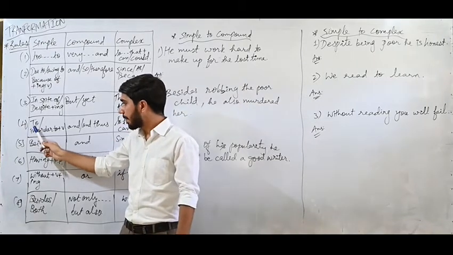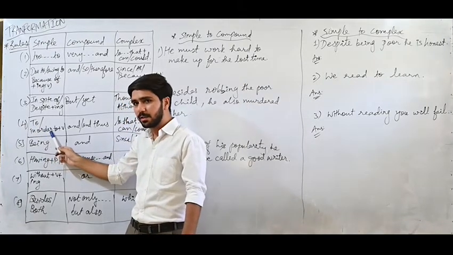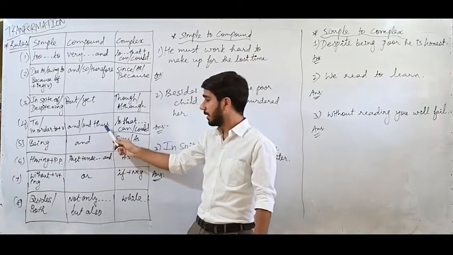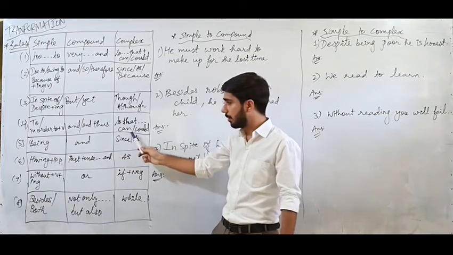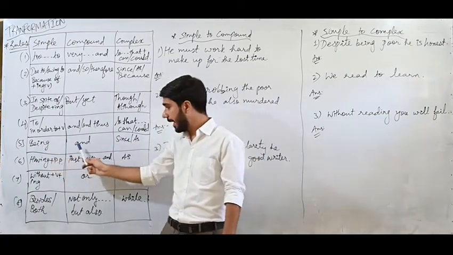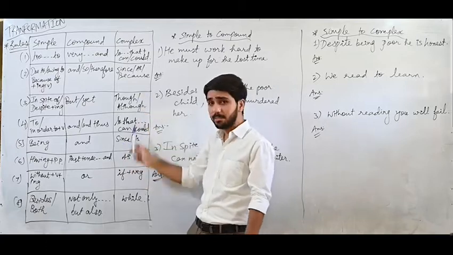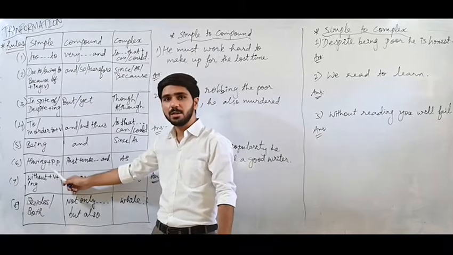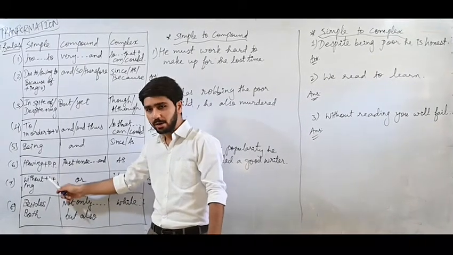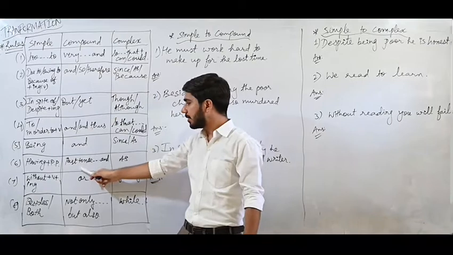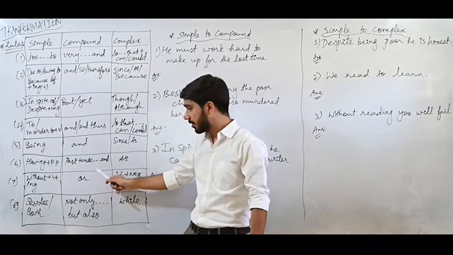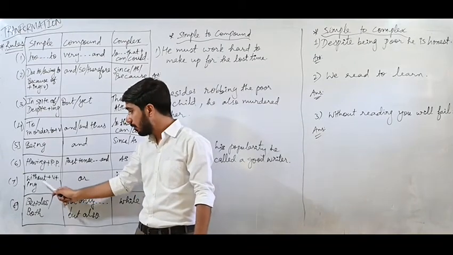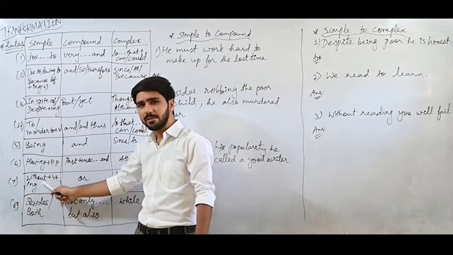Then fourth, to plus verb or in order to plus verb is given, then use and or and thus. And here you can use so that or can could. Then being is given, use and, or use since or as in complex. Number 6, having plus past participle, means having plus third form is given, having written, having spoken, like that. Then in compound sentence use past tense of that verb along with the conjunction and, and in complex you will use as.